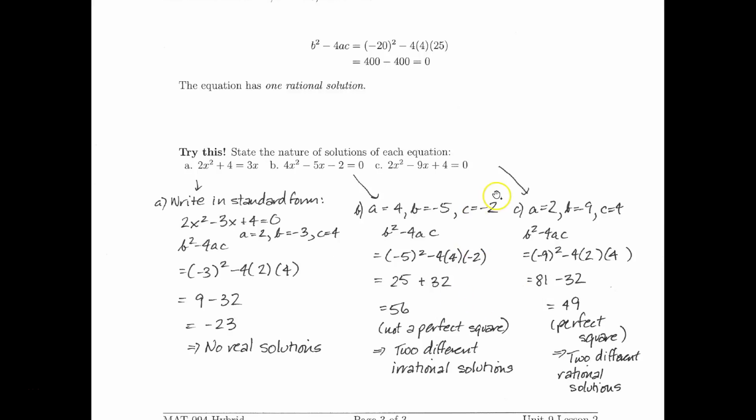Okay, so you can try solving each equation and check that this theory is correct. We could find the discriminant first and then try solving the equations.